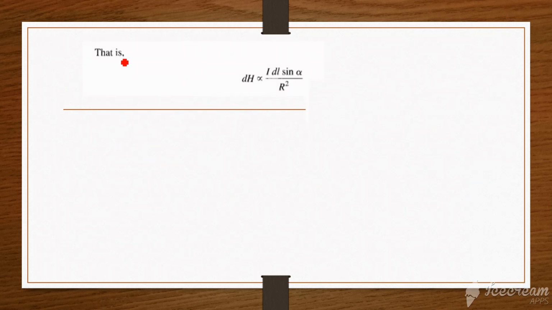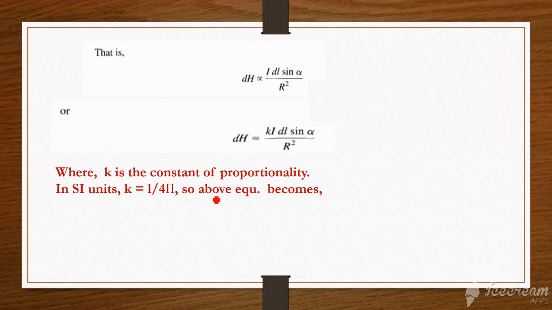Now combining these cases, we get dH is proportional to IDL sine alpha divided by R square. To remove the proportionality, we add one constant K. The K value is the proportionality constant. In SI units, K is equal to 1 divided by 4 pi. So substitute K equal to 1 by 4 pi in the above equation. Then we get dH is equal to IDL sine alpha divided by 4 pi R square.